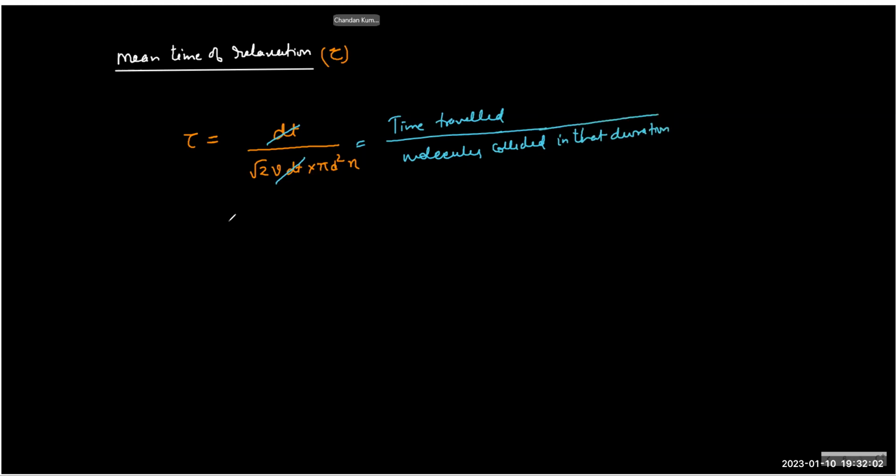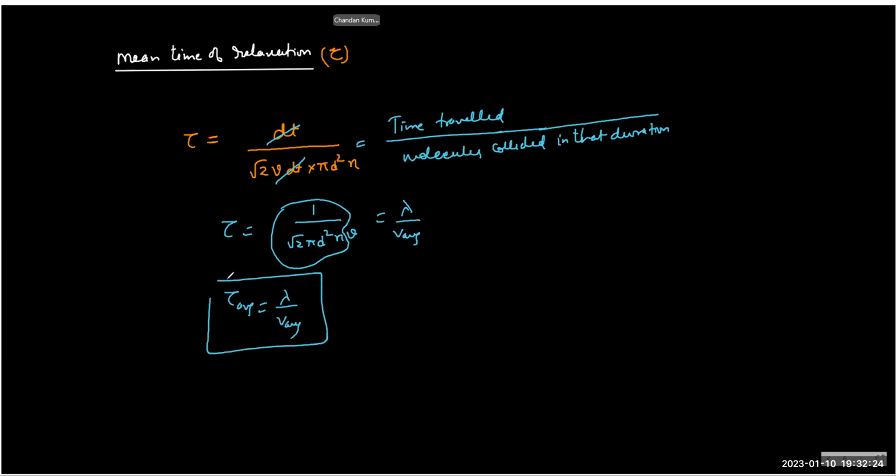And therefore, the tau will have the relation 1 by root 2 times pi d square n into V. And if you remember, this was actually by definition lambda, right? So the average time of relaxation is actually lambda by V average. So we always write like this. So no need to remember this derivation. If you just remember the lambda and divide by the velocity, you will get the mean time of relaxation. Is this clear? Yes.